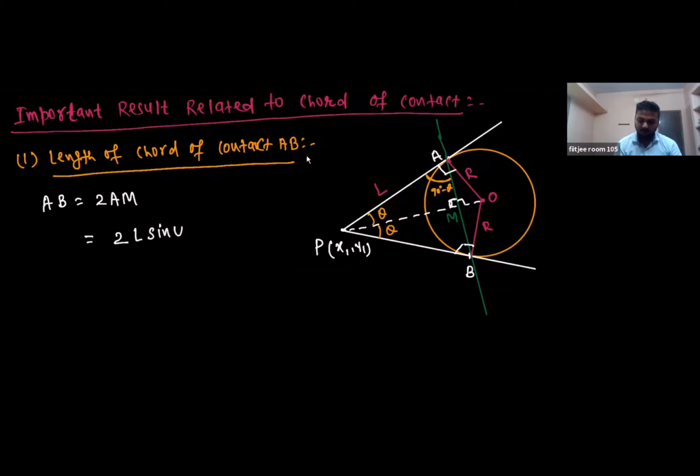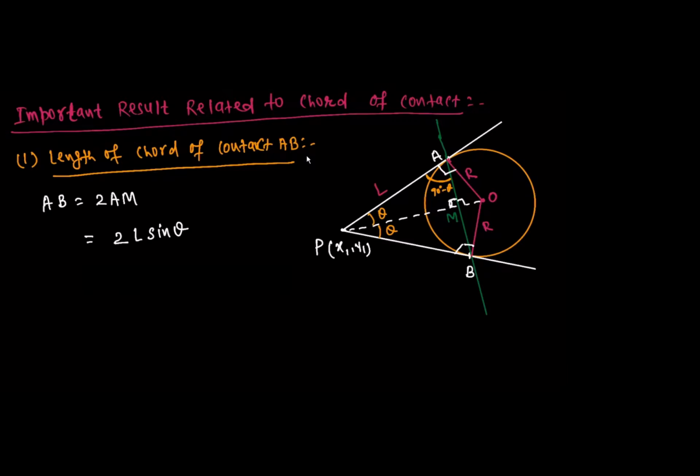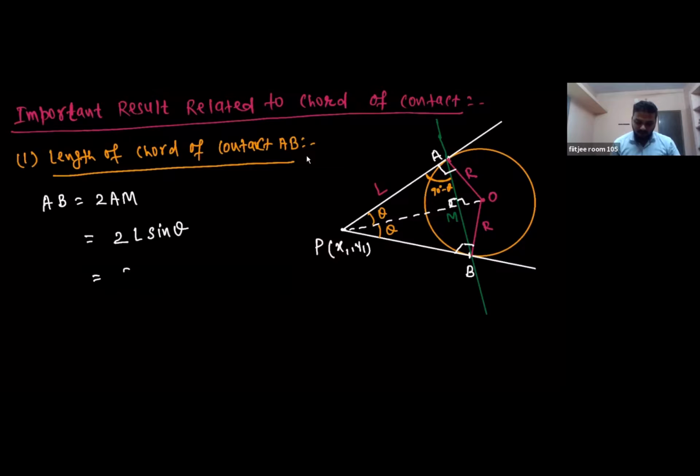Yes or no? You are not responding. Yes, sir. AM value is L sin theta. 2 times L, you can see the triangle PAO. In the triangle PAO, sin theta value is how much? I can say OA divided by OP.